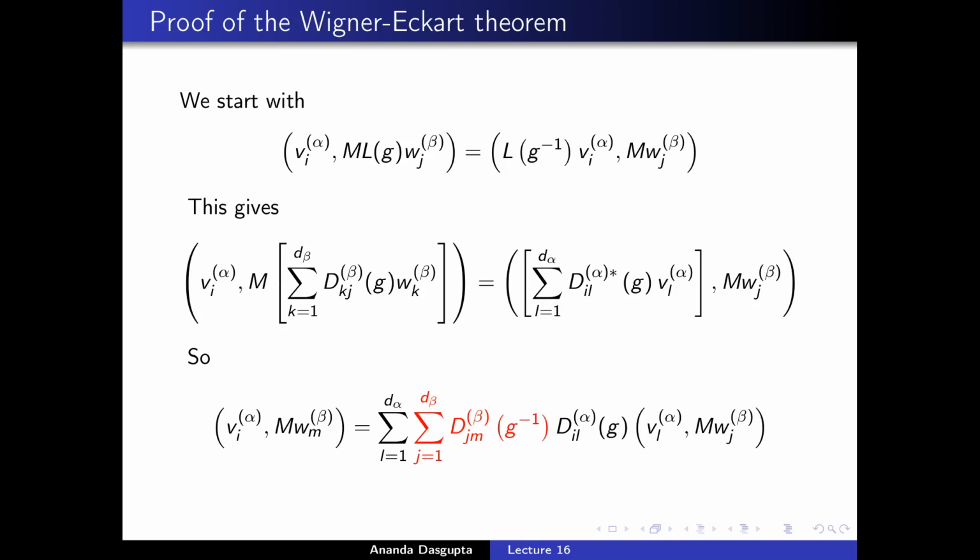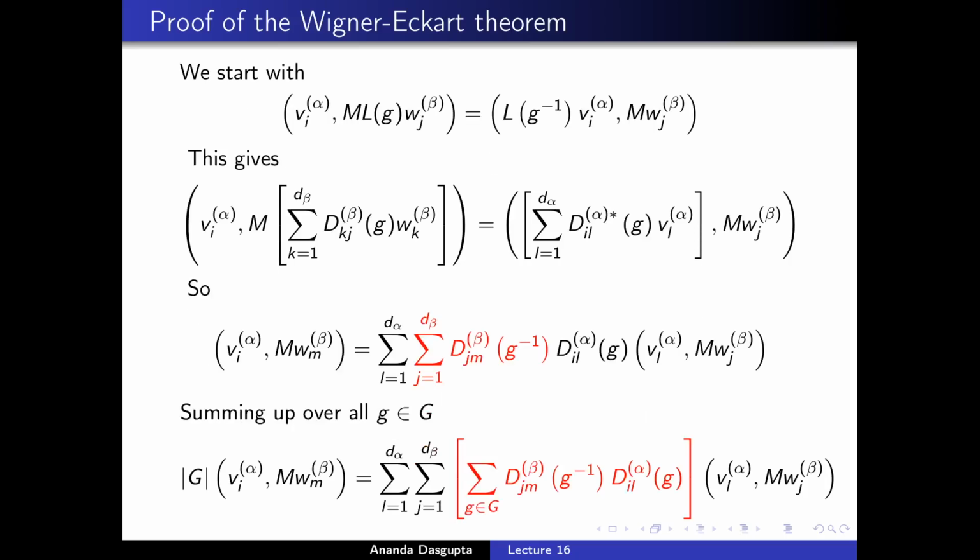But if you take a look at the combination of matrix elements D_jm^β(G inverse) D_il^α(G) on the right hand side, it is absolutely crying out for a use of the great orthogonality theorem. All you have to do is sum up over all group elements small g. So what we do is we sum up both sides over all group elements, mod G. The left hand side was completely independent of small g anyway. So when you sum it up over all group elements, all you get is whatever you had earlier times the number of terms in the sum, which is simply mod G. So that's what you have on the left.